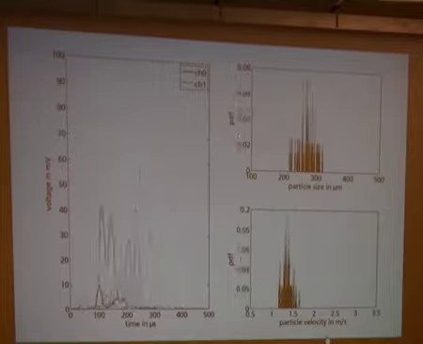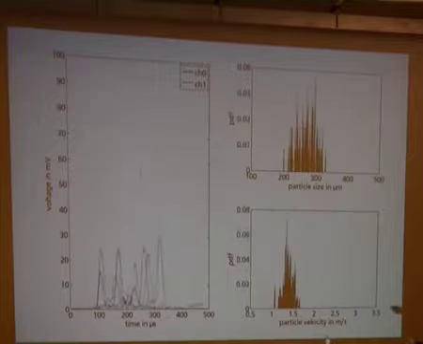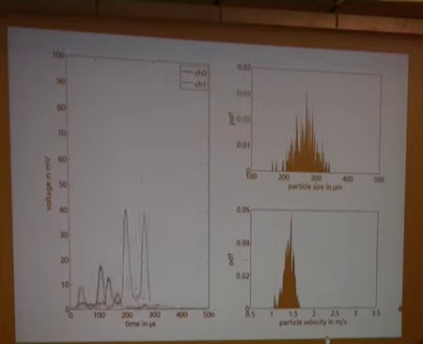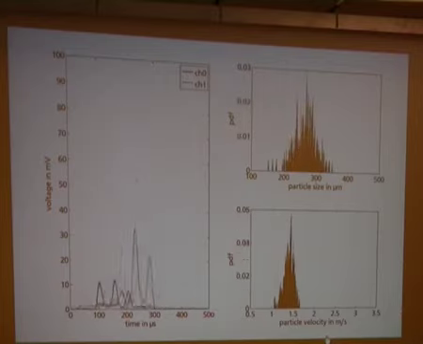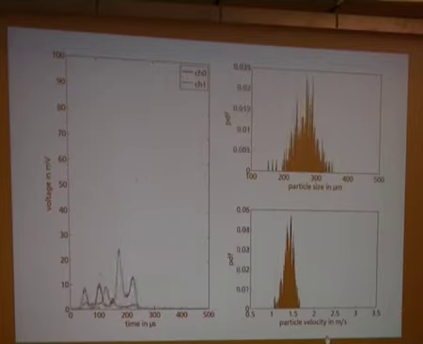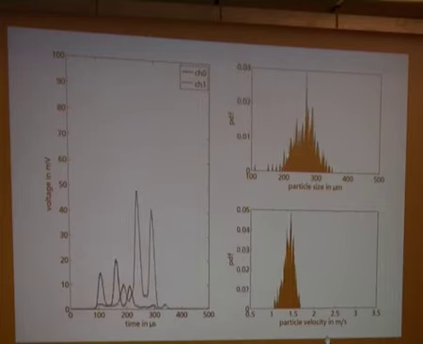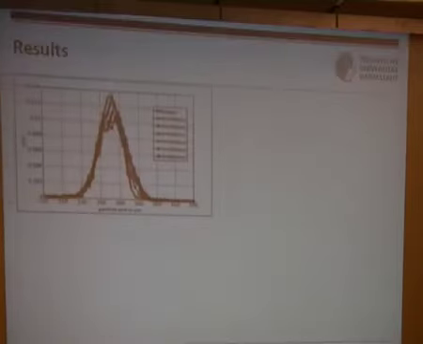Let's look at the measurement. In this movie, you see the time shift signal illustrated, and here the corresponding particle size distribution and velocity distribution. I show here the first 500 measurement points. This is the time shift signal depicted, and here the particle size distribution and velocity distribution. This system is real time. Good. Let's look at the results.